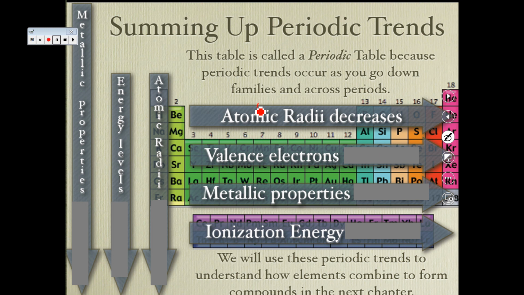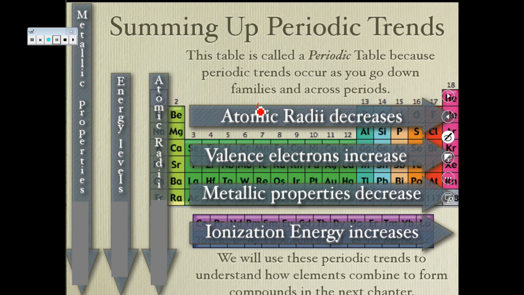Valence electrons as you go across a period. What happens to the valence electrons as you go across? They're going to increase. You're adding a proton, you're adding an electron, the valence electrons increase. Metallic properties as you go right across the periodic table. As you go from metals to nonmetals, the metallic properties decrease. The ionization energy, the energy needed to remove an electron. Remember, as you go across, the radius gets smaller, there's a stronger attraction between the protons and electrons. It becomes harder to remove an electron, therefore the ionization energy increases as you go right.